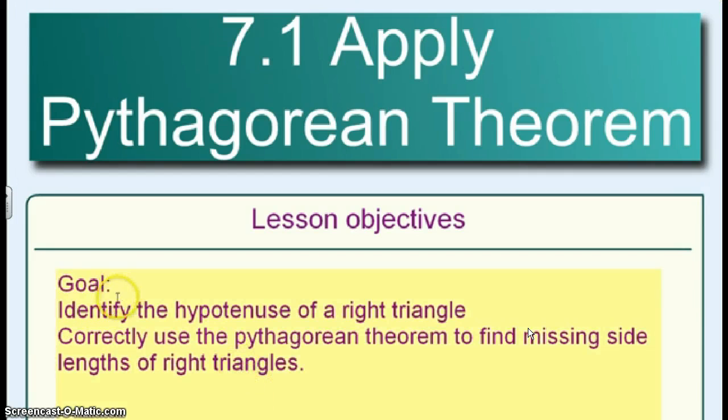Today we are going to talk about applying the Pythagorean Theorem. Our goals for today are to be able to identify which side is the hypotenuse of a right triangle and correctly use the Pythagorean theorem to find the missing side lengths of a right triangle.